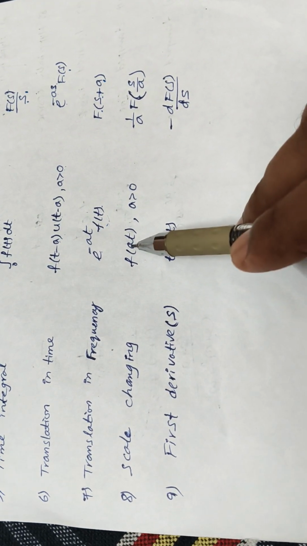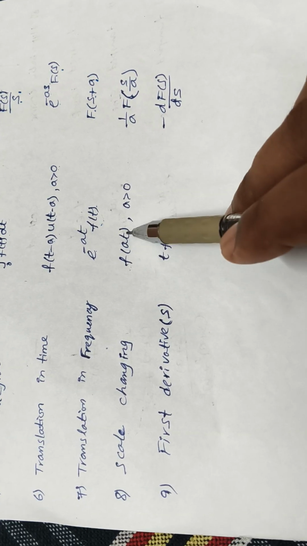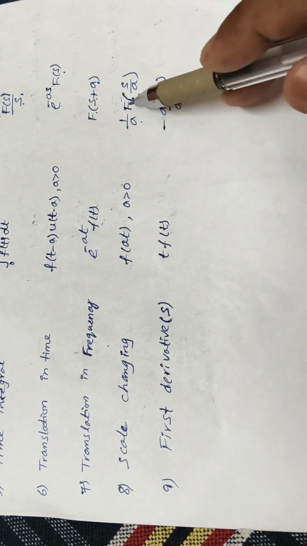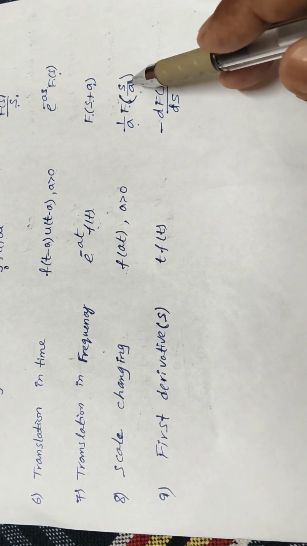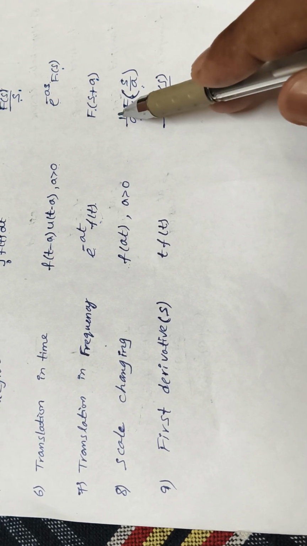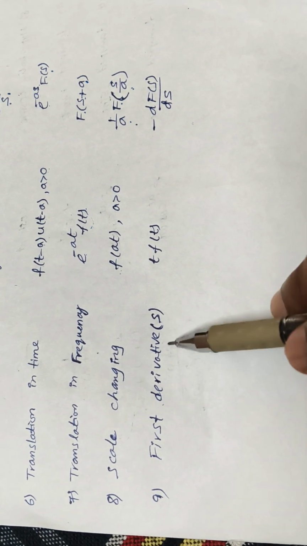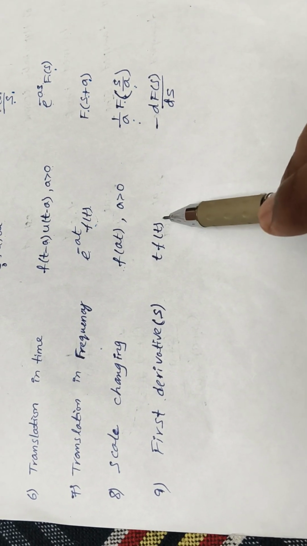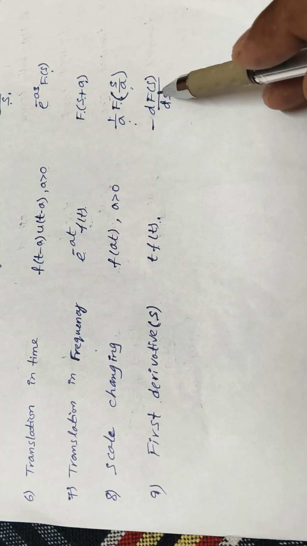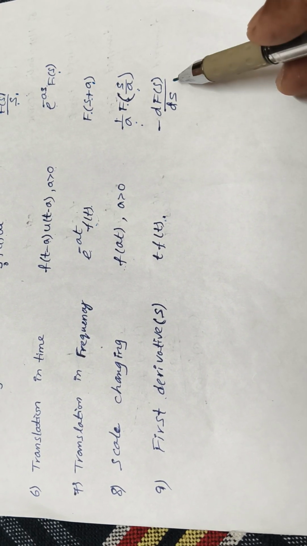Scale changing: if you are multiplying the argument with a, f of at, it will become 1 by a into F of s by a. That means wherever s is there, it is replaced with s by a, and that needs to be multiplied with 1 by a outside. First derivative in s: t into f of t can be written in the s domain as minus d into F of s by ds.